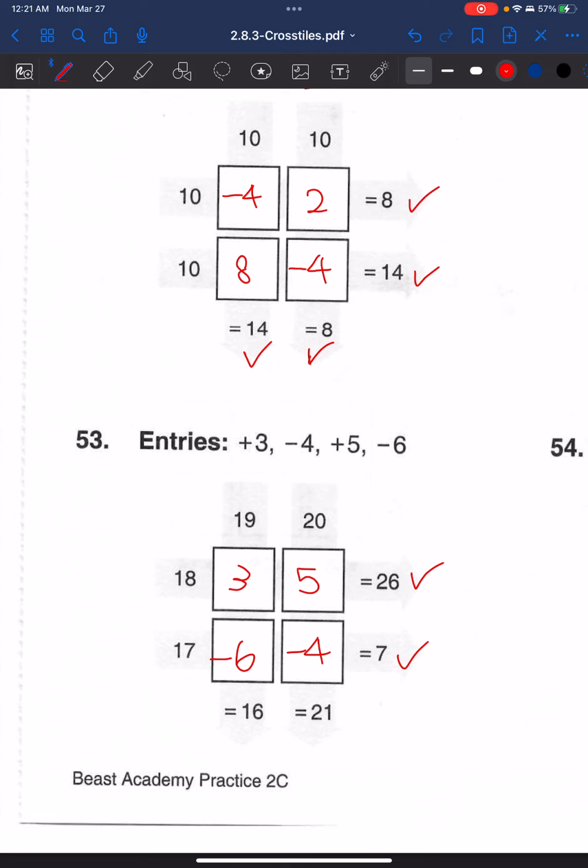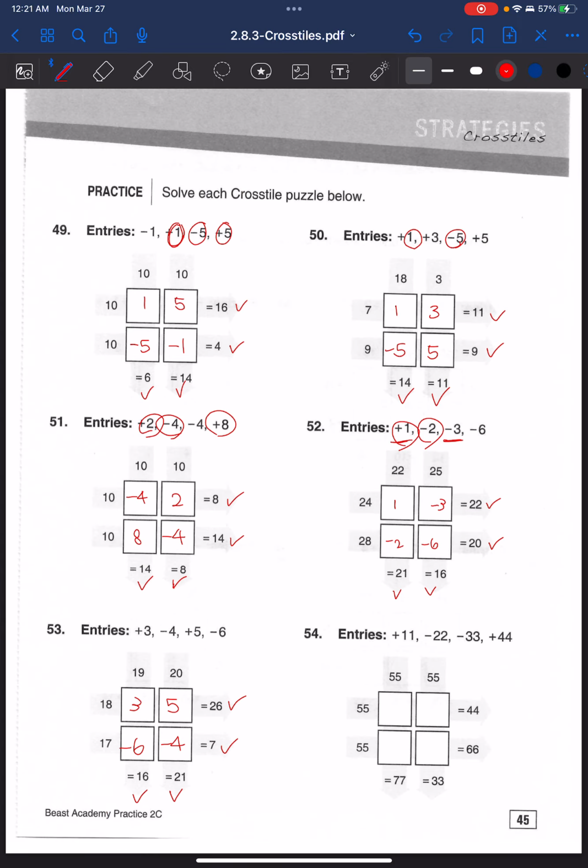3 plus negative 6 is negative 3, and 19 minus 3 is 16. And 5 plus negative 4 is 1, and 20 plus 1 is 21. And so this crosstile puzzle was correct, or we solved the crosstile puzzle correctly.